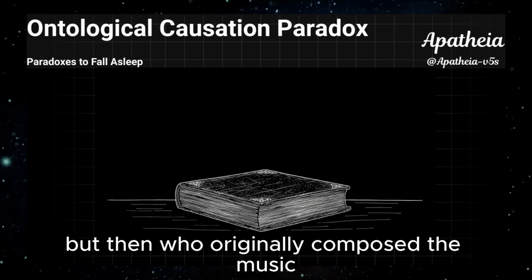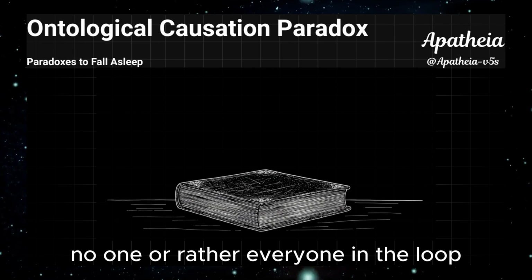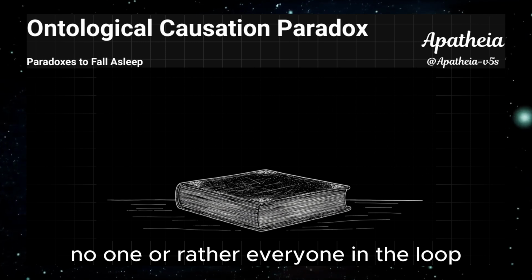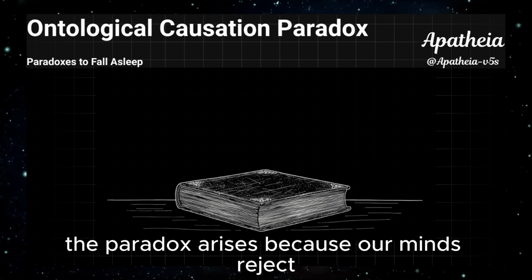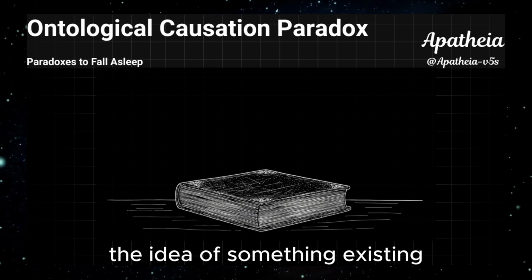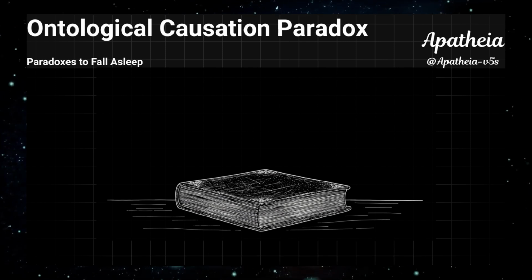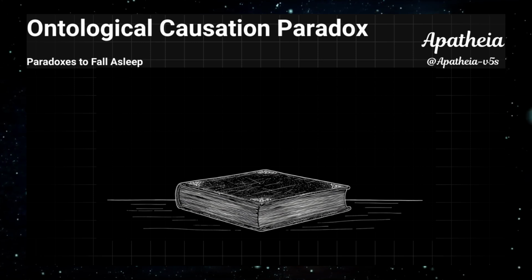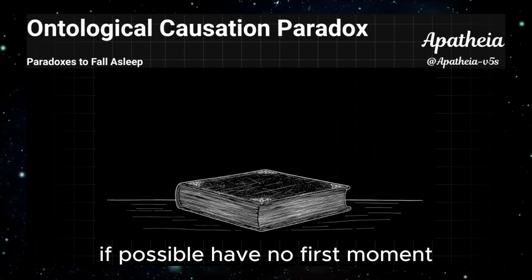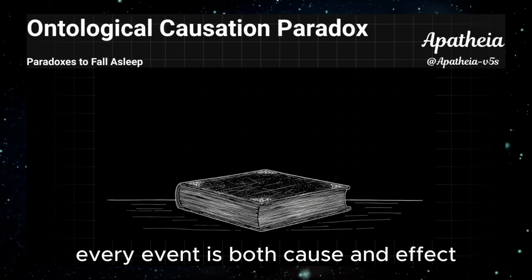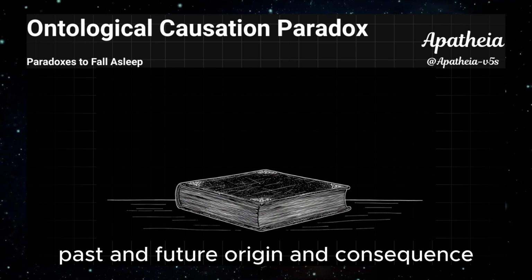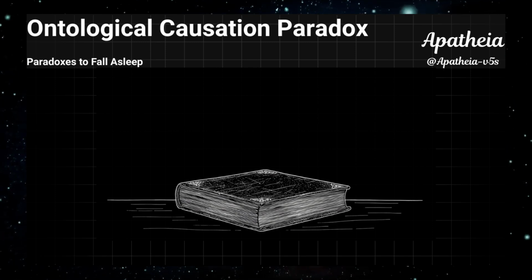But then, who originally composed the music? No one. Or rather, everyone in the loop. The paradox arises because our minds reject the idea of something existing without a first cause. We're trained to look for beginnings. But time loops like these, if possible, have no first moment. Every event is both cause and effect, past and future, origin and consequence.